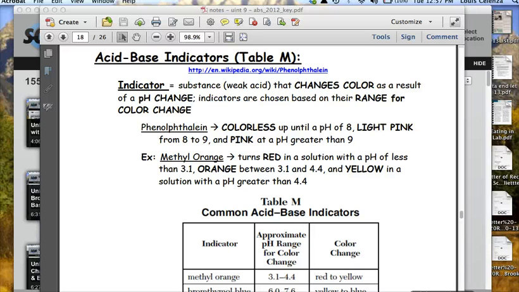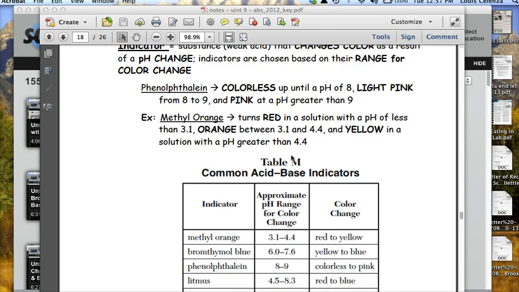Alright, so here we are with Unit 9, Lesson number 8, and we're going to look at one of your reference tables, Table M, which is the most common acid-base indicators. An indicator is something that changes color as a result of a change in the pH. So it gives you kind of a general idea of the pH of something based on the range for that particular indicator.